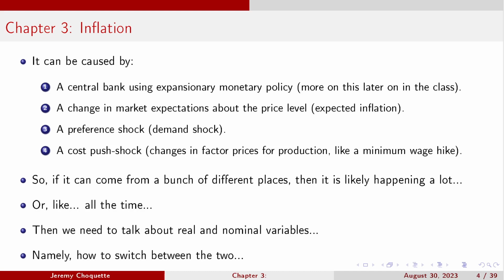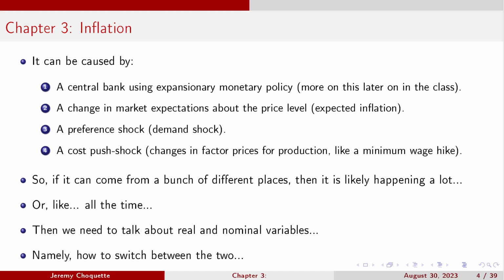There could be preference shocks. You could demand more of one thing and less of another, and that can trigger an increase in inflation. There can also be a cost push shock, which would be a change in the factor price of production, like, say, a minimum wage hike. If wages were to increase substantially enough, the cost of production increases. The firm has to pay more in order to produce, and to make up for those losses, they have to increase their prices. As they increase their prices, boom, you see a cost push shock.